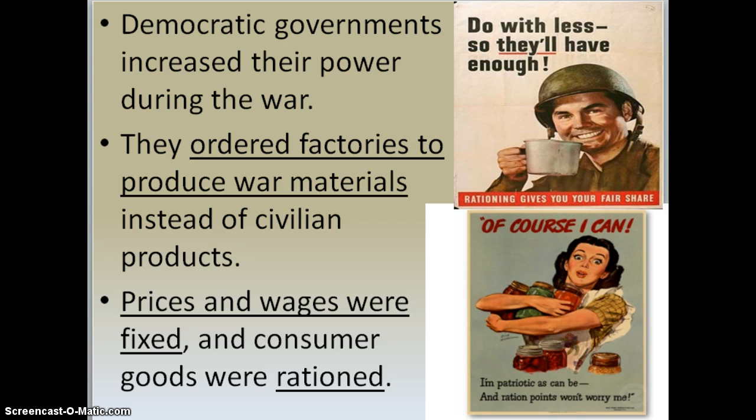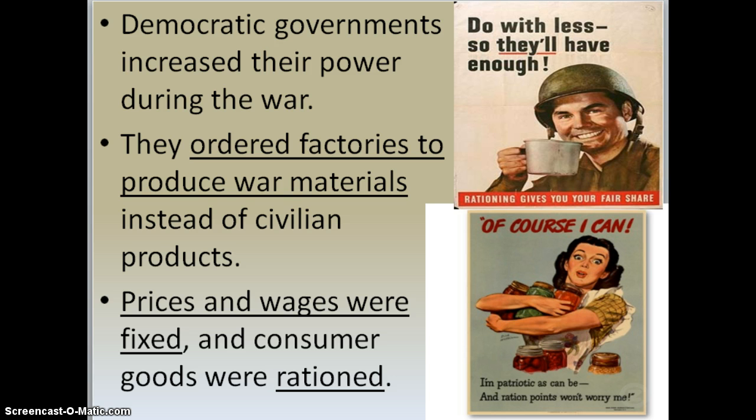Democratic governments increased their power during the war because they had to make wartime decisions. They ordered factories to produce war materials instead of civilian goods. Prices and wages were fixed, and consumer goods were rationed. Rations mean you were only allowed to get so much because they were being shipped to help the soldiers overseas.